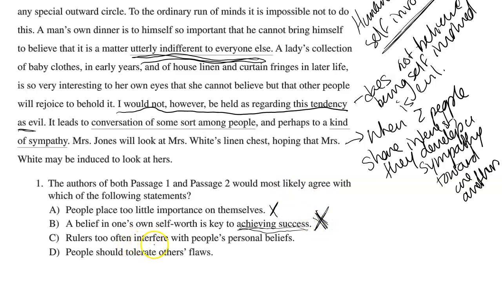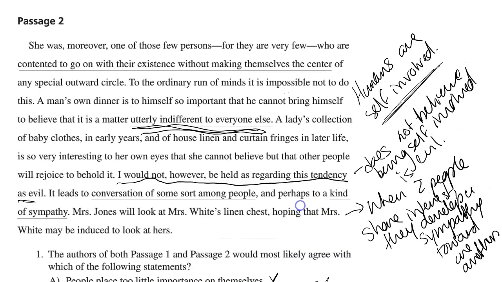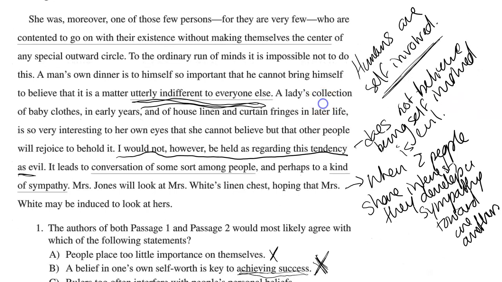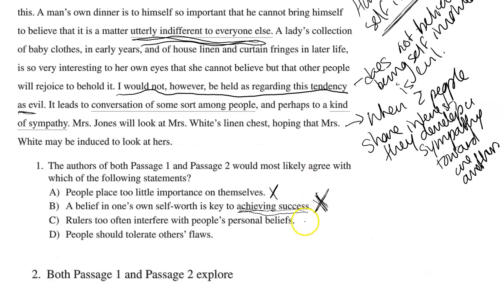C, rulers too often interfere with people's personal beliefs. We only see the mention of rulers in passage 1, but we actually don't see any mention of rulers in passage 2, and so that one could not be right either.